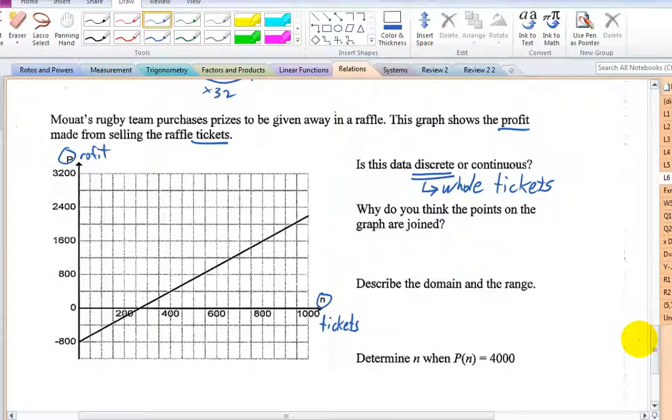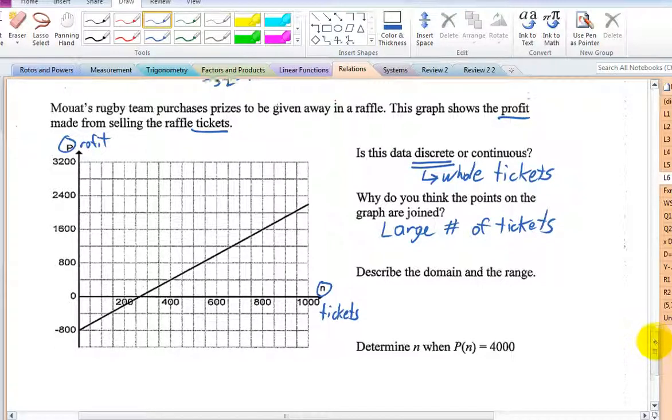So why do you think the points are joined on the graph then? Yeah, because there's a large number of tickets. We're graphing hundreds here. It makes sense to have a line because the points are like from 200 to 300.